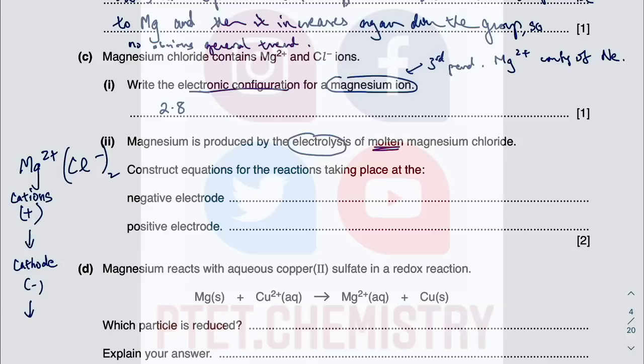What happened at the cathode? Reduction happened at the cathode, red cat. Okay, what is reduction? Reduction involves gaining of electron at the cathode, which is negatively charged, where cations are attracted to. Okay, I hope you can see the logic. So the negative electrode is going to be cathode.